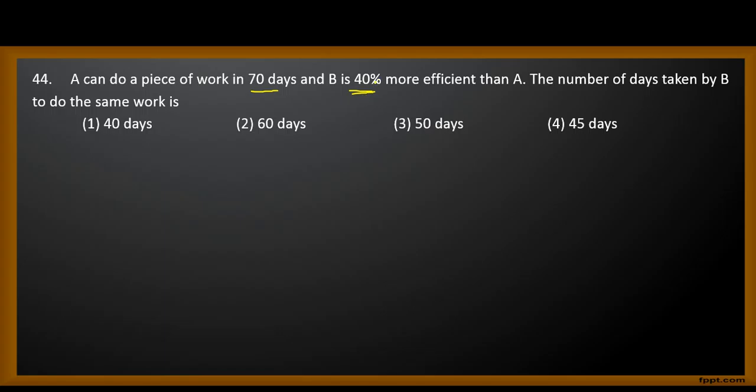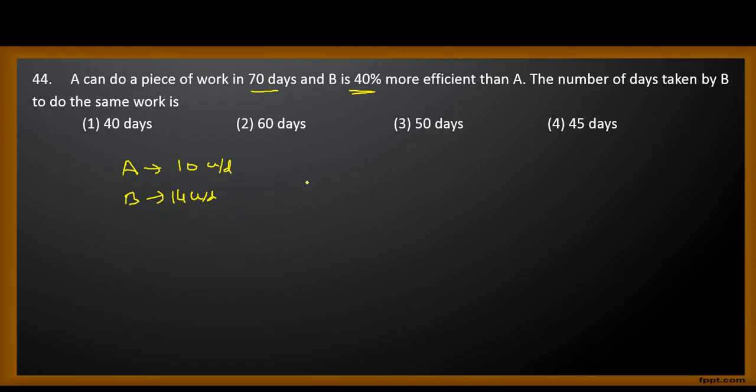Now, as I said, B is 40% more efficient. 40% means 40 by 100, which on simplification is 4 by 10. So I will consider A will do 10 units per day, because the fraction is 4 by 10 and the denominator is 10. Then B will do 40% more. What is 40% of 10? 4. So 4 more than A. It means B will do 14 units per day. If A does 10 units per day, B will do 14 units per day.